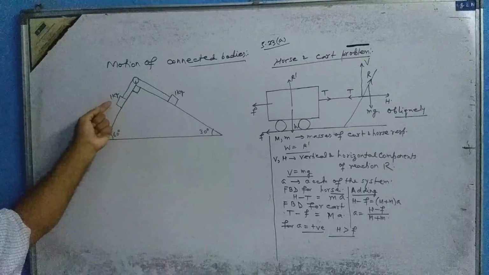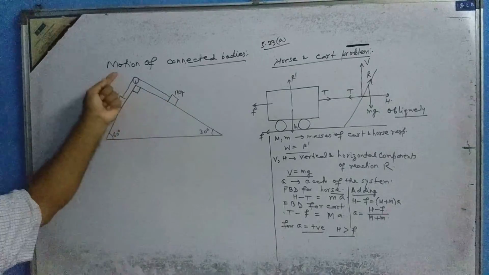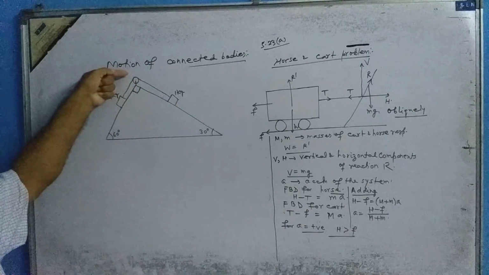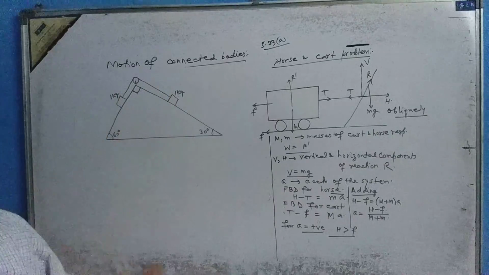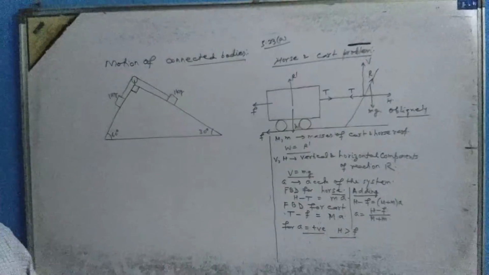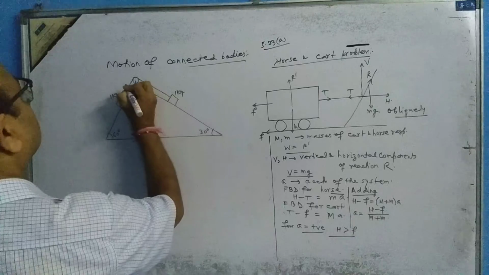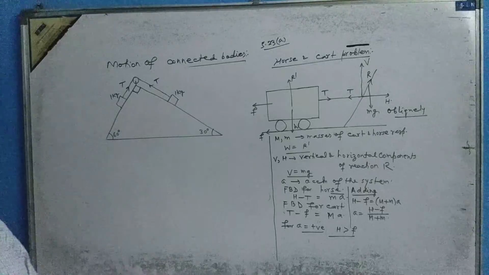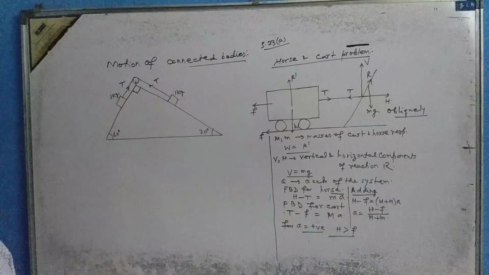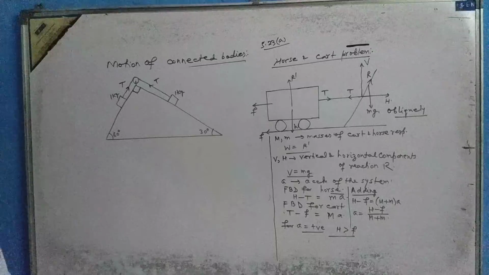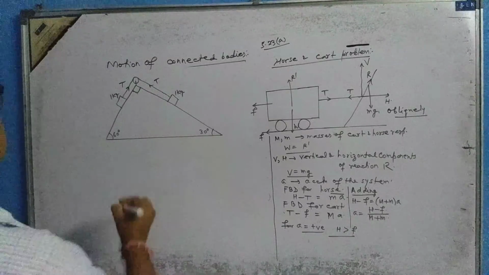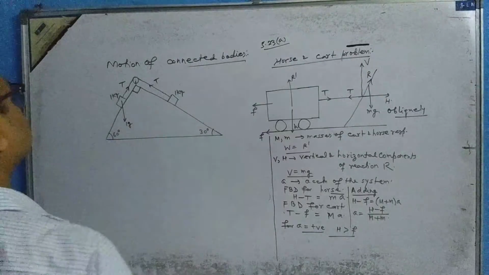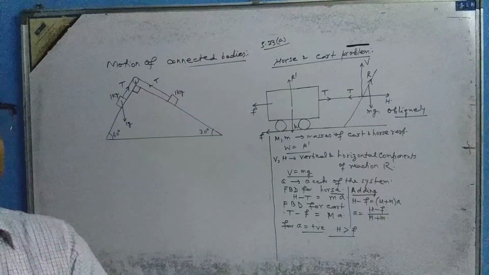Two masses of 1 kg each are connected with each other through a pulley. Here is a pulley. Over the groove of this pulley, the string passes. Obviously, the tension will always be acting towards the pulley, like this. Then what will happen? Obviously, it is on the inclined plane. Then what we have to do? In this direction, Mg, weight, 1 into g.